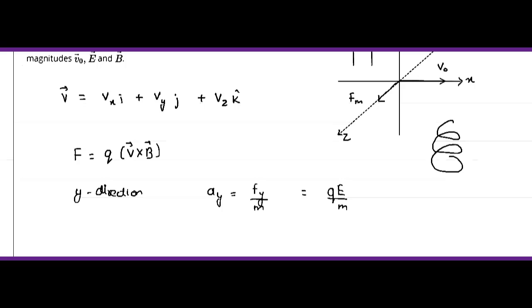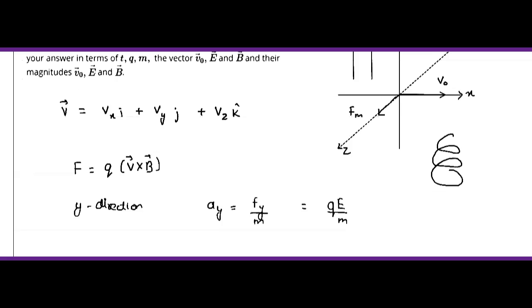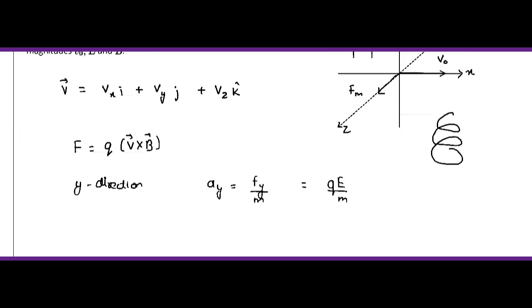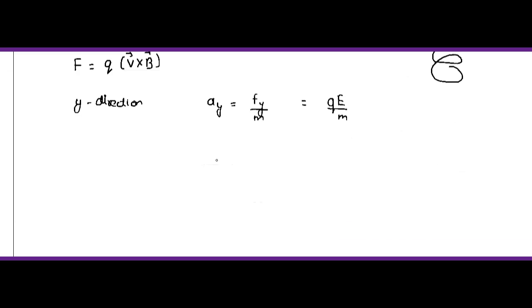Okay. Now, if we apply our equation of motion, at the starting it is not having any velocity in the Y direction. That means velocity in Y direction is 0. It is having velocity only in X direction. So at any instant of time, our velocity in Y direction would be equal to Ay into T, that means QE divided by M into T. Okay, this gives us the velocity in the Y direction.